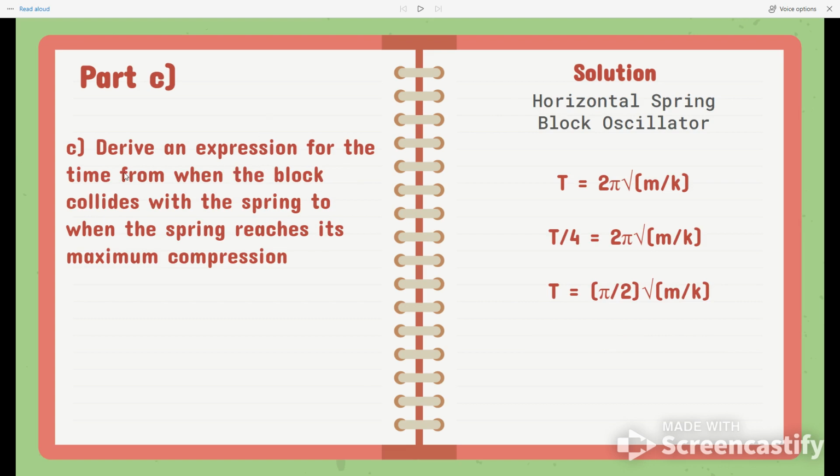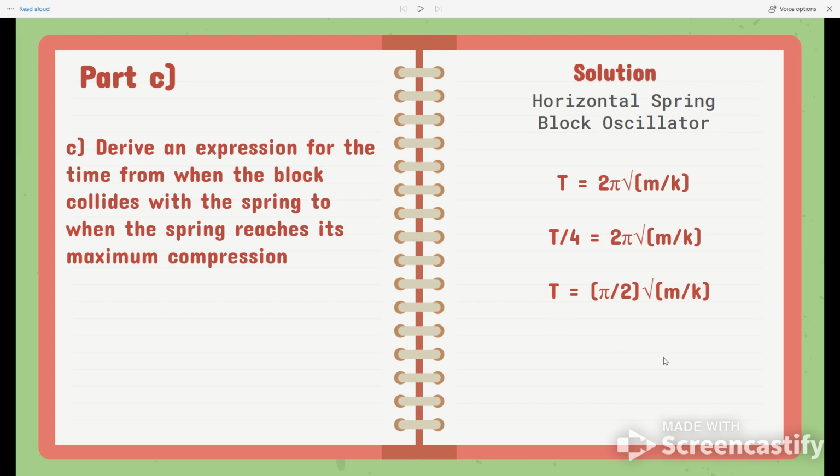Part C is described as: derive an expression for the time from when the block collides with the spring to when the spring reaches its maximum compression. To solve this problem, we can use the equation for a horizontal spring block oscillator. The period T is equal to 2 pi multiplied by the square root of m over k. Knowing that at 1/4 of the period the spring will reach its maximum compression, we are really solving for T over 4.